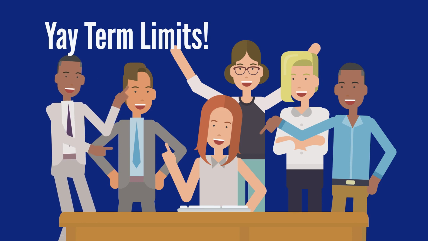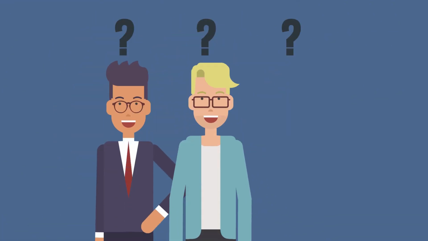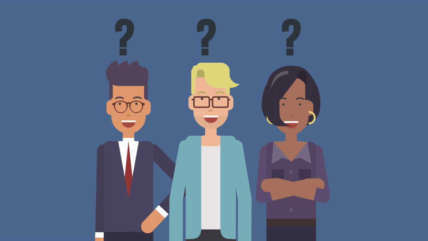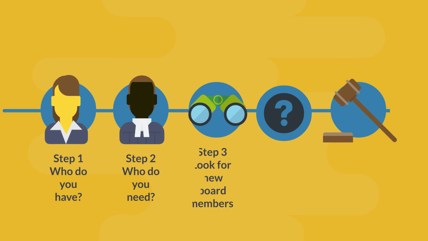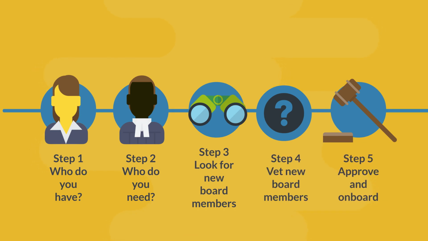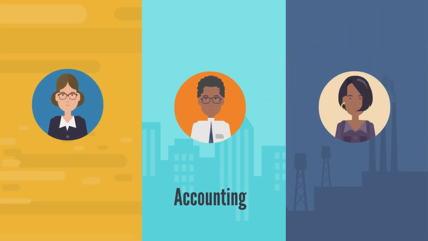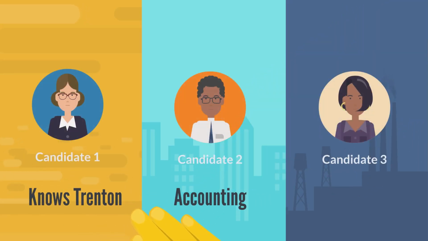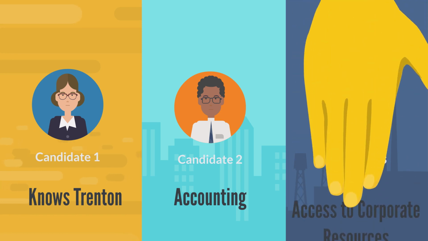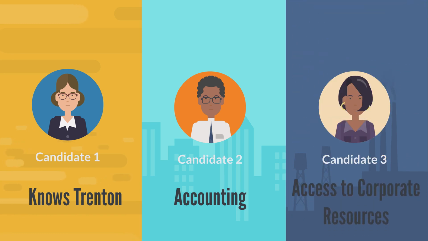If you have term limits, you know that you will need new board members every year. So it makes sense to prepare for this proactively by having a process and timeline that you can use every year. If you can let all of the board members in your organization specifically know who you're looking for, you're more likely to find them. For example, if I were to tell you we need 3 new board members versus we need someone who is knowledgeable in accounting, someone who really understands the Trenton community, and someone who has access to corporate resources, which one would lead you to generating a better list of possibilities?